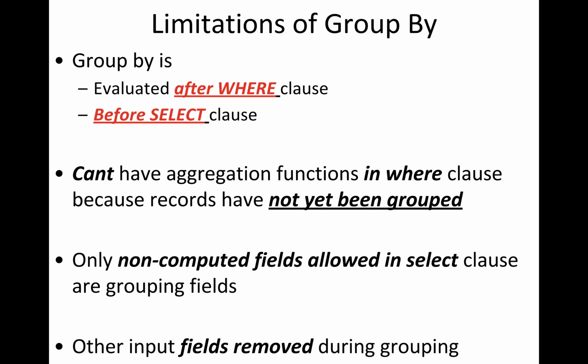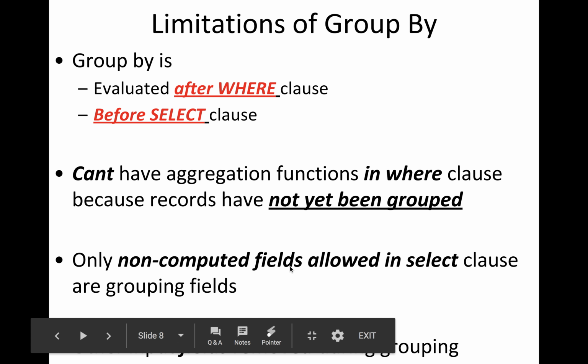So there are a couple of limitations that group by introduces, only because of the order in which it occurs. The reason we can't use aggregations in the where clause, or use non-grouped fields in the select clause, is just because of the way the order happens. Group by happens before any of the select can occur, and it is evaluated after the where clause. So first the grouping occurs, for optimization purposes, and then we select and filter on the other things. So we can't have aggregations in the where clause. In the select clause, you can only have computed fields and grouped, non-computed fields.